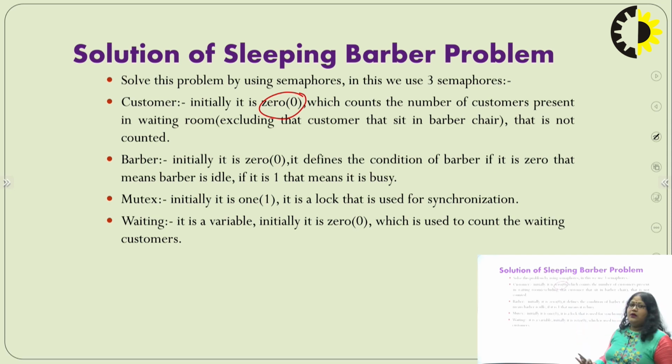If the barber's initial value is 1, it means the barber is in a busy state. When the barber is free, it is 0. When the barber is busy, then it is 1. So these are the two states. When it is 1, the barber is busy. When it is 0, the barber is free.